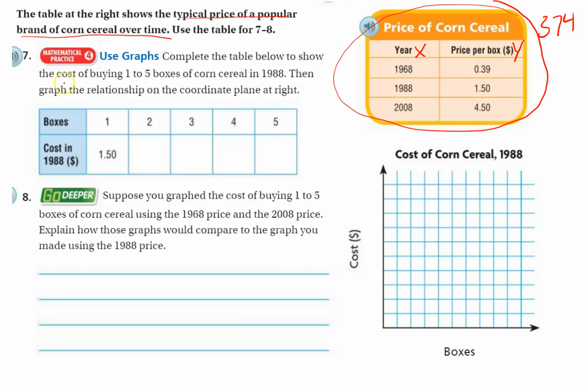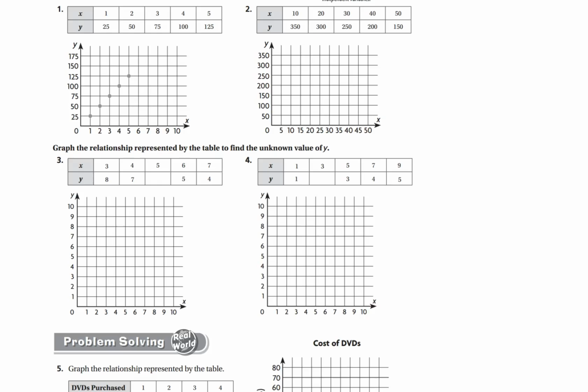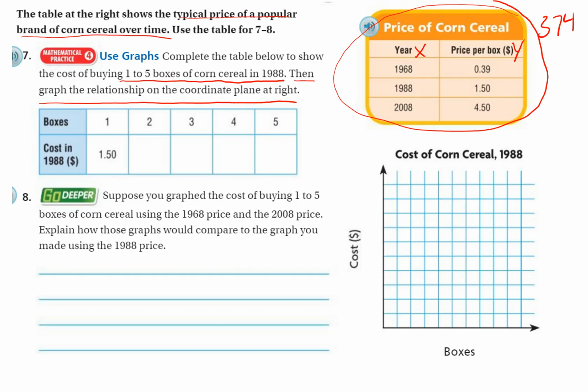Complete the table below to show the cost of buying 1 to 5 boxes of corn cereal in 1988. Then graph the relationship on the coordinate plane. Okay. So here is our first point. 1 box of, well, actually, no, it's not, because we're not using the year previous. We use the year as the title for our one, so we're going to be using X and Y here, this table, to graph. This table just shows the cost, which we could graph as well if we needed to, but that's not what they're asking us to graph.